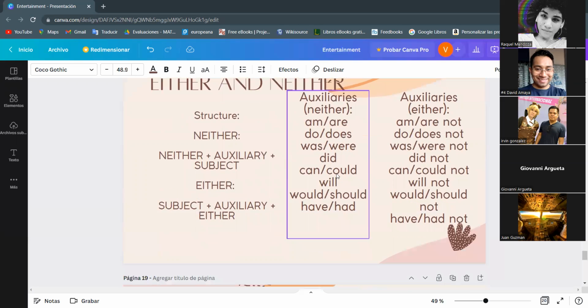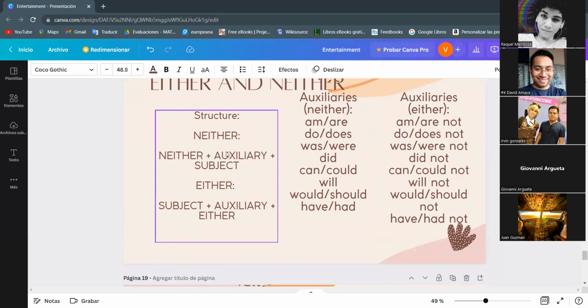Okay, so either and neither. David, can you help us read the structure, please? Neither plus auxiliary plus subject. And either is subject plus auxiliary plus either. Thank you. With the pronunciation, make sure you say it like a D, neither and either. Yes, good.